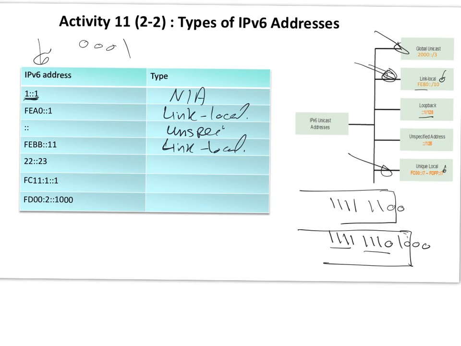I omitted the leading zeros here. So 22 is actually 0022. Again, this one is here to trick you.